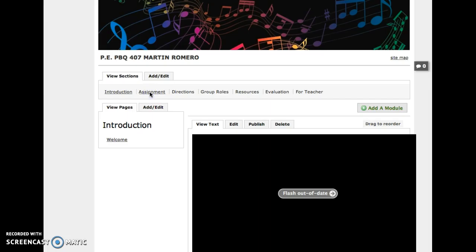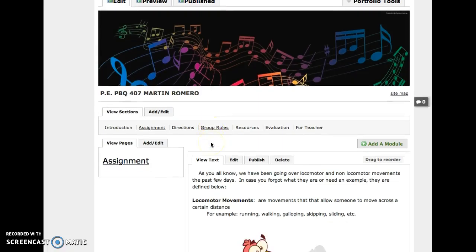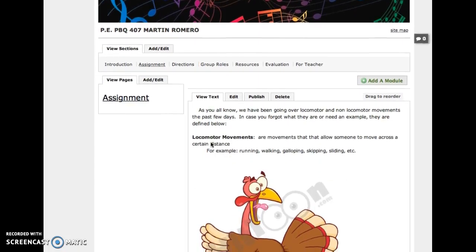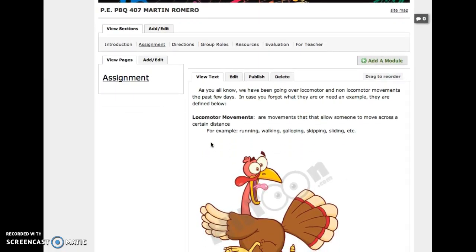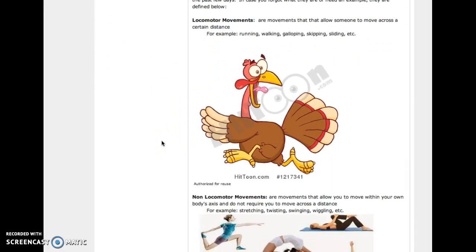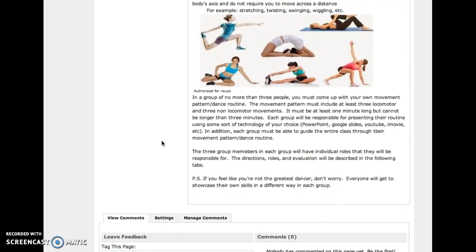The second tab is the assignment tab. Basically, in this tab, I describe what the assignment is going to consist of. It will consist of locomotor and non-locomotor movements, which the students will already have a previous experience with. They will basically come up with a movement pattern that includes 3 locomotor and 3 non-locomotor movements. They will do this in a group of 3 people and present it to the class.